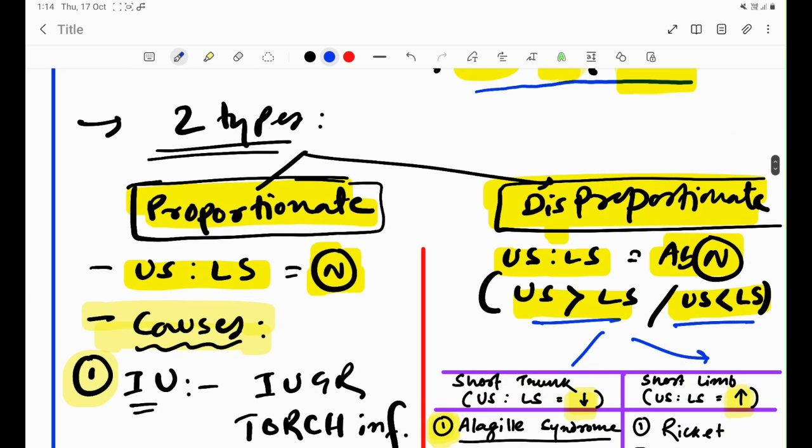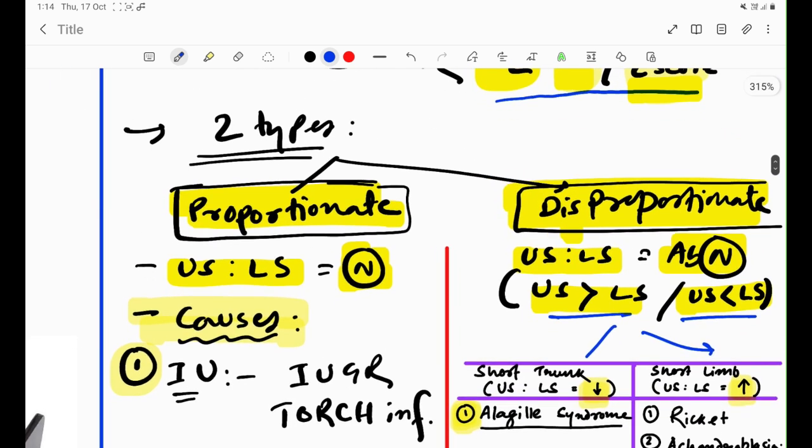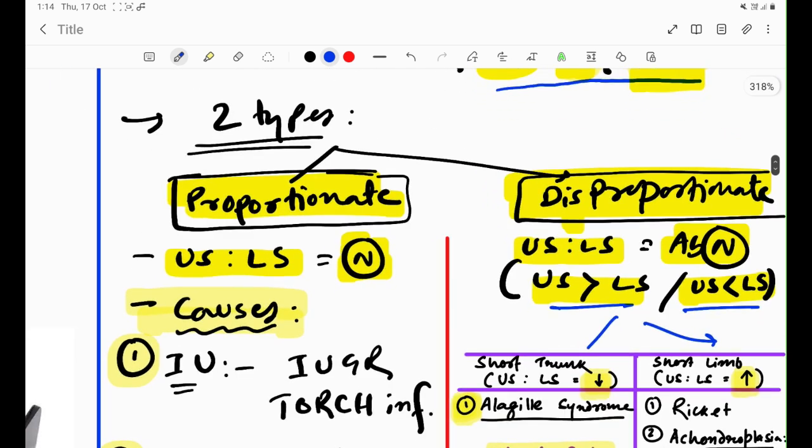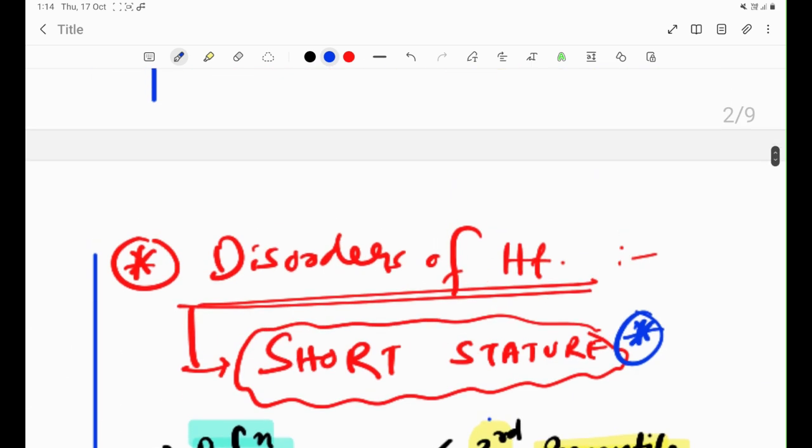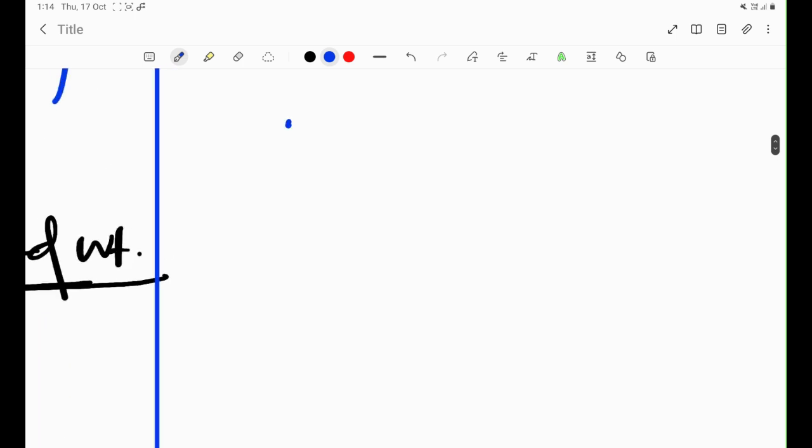Now types of short stature, there are two types. One is the proportionate, one is the disproportionate. What is the meaning of proportionate? In the proportionate, the upper segment and lower segment ratio is normal, and in case of disproportionate, the upper segment and lower segment ratio is not normal. Now what do you mean by upper segment and lower segment? What's the normal value? We'll do it here. So what is the meaning of upper segment?